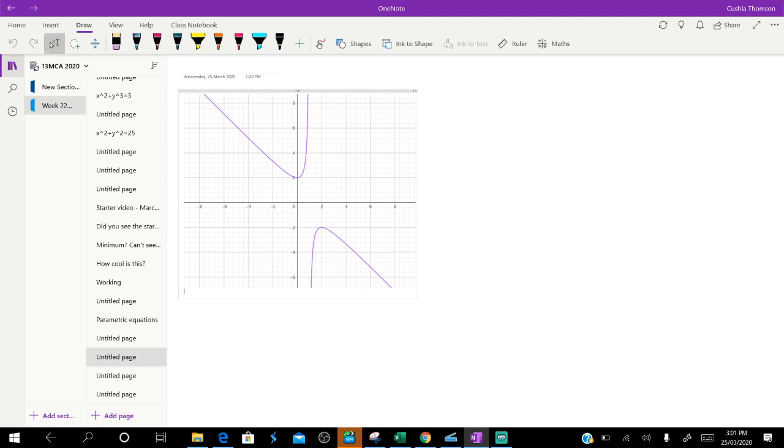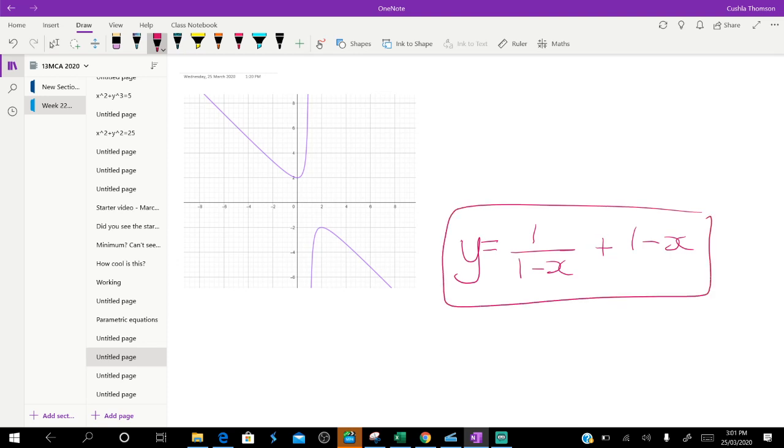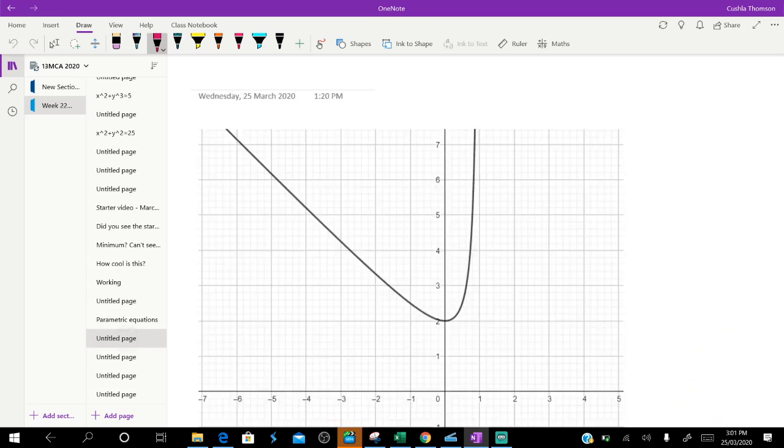Right, this is what I get if I type into Geogebra y equals 1 minus x plus 1 over 1 minus x. You can see that it's perfectly possible to get negative values of y, right? So you can generate that whole branch. You just have got an asymptote sitting in here, right, for pretty obvious reasons that you can't put x equals 1 in there. But if I draw the parametric equations, this is what I get. I just get that top branch.